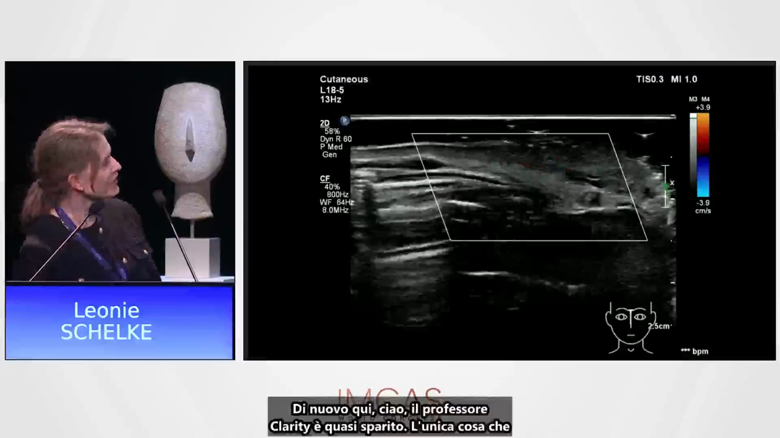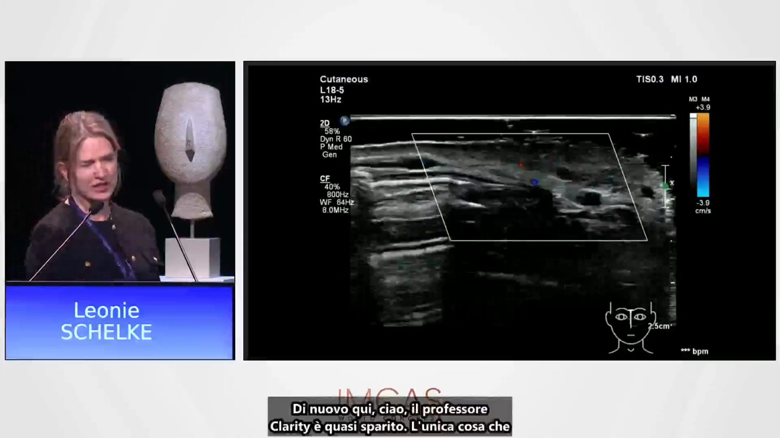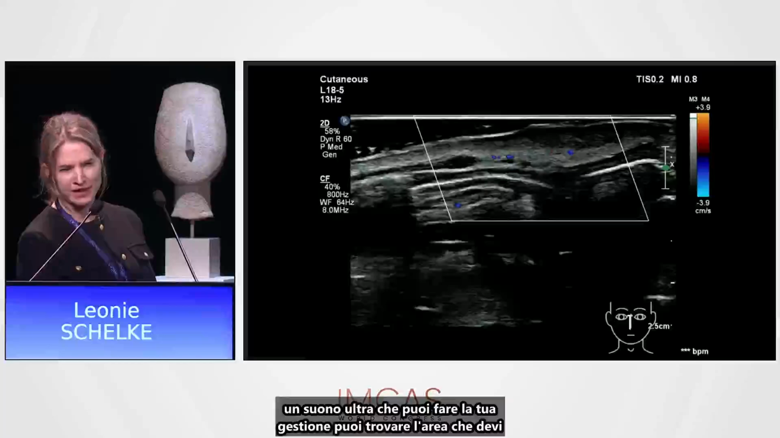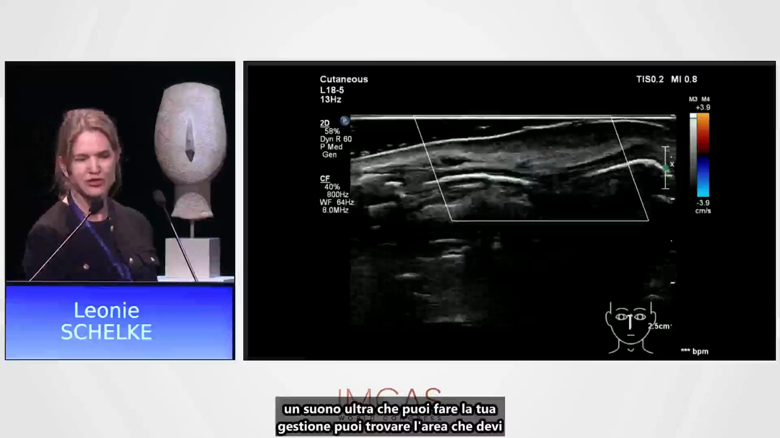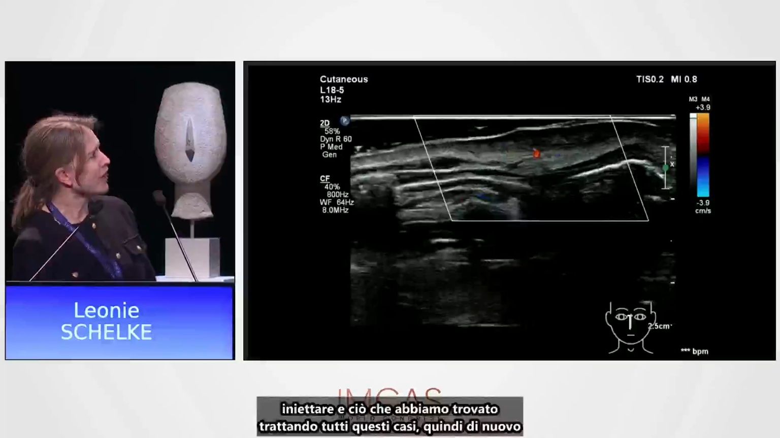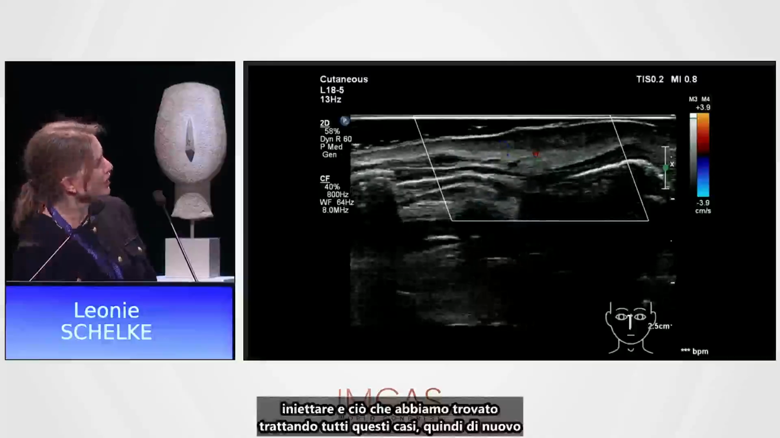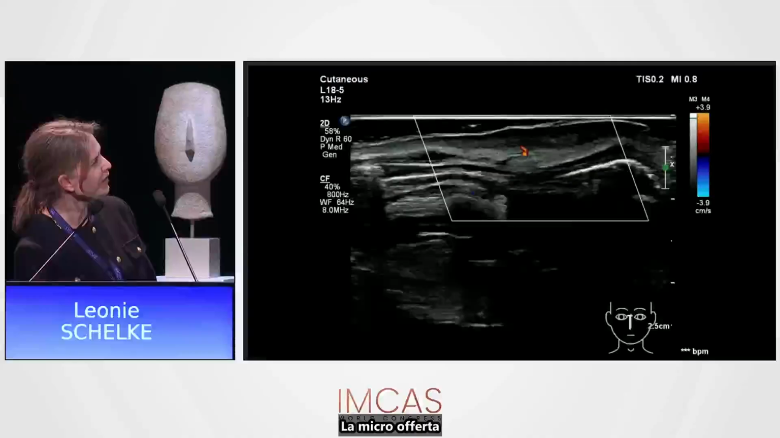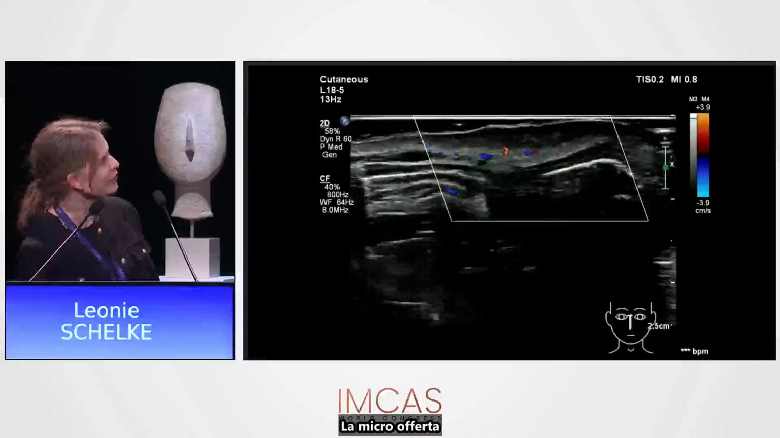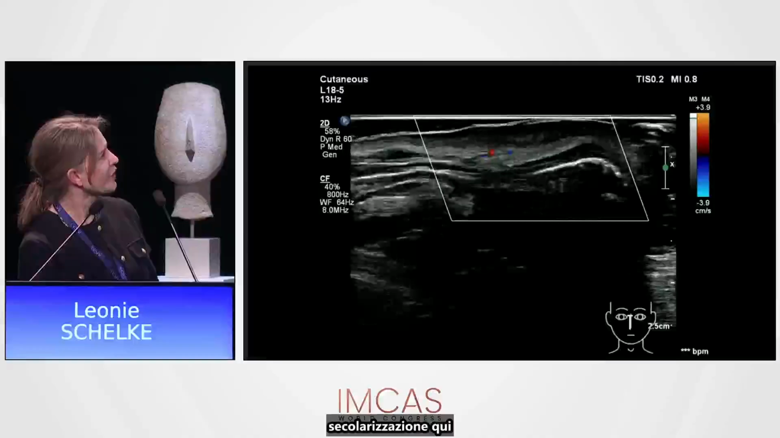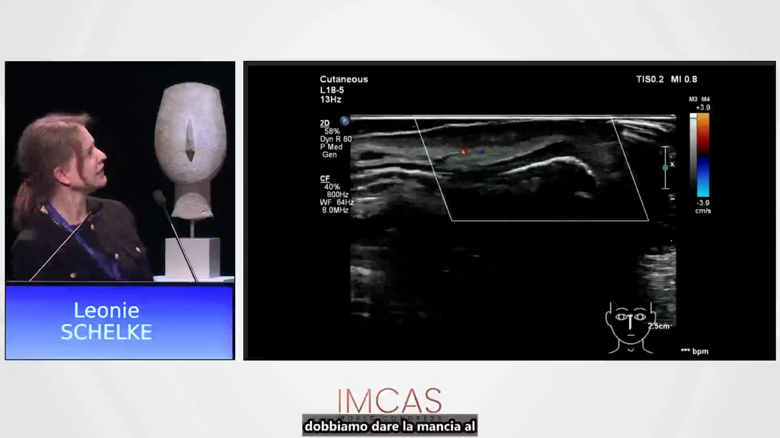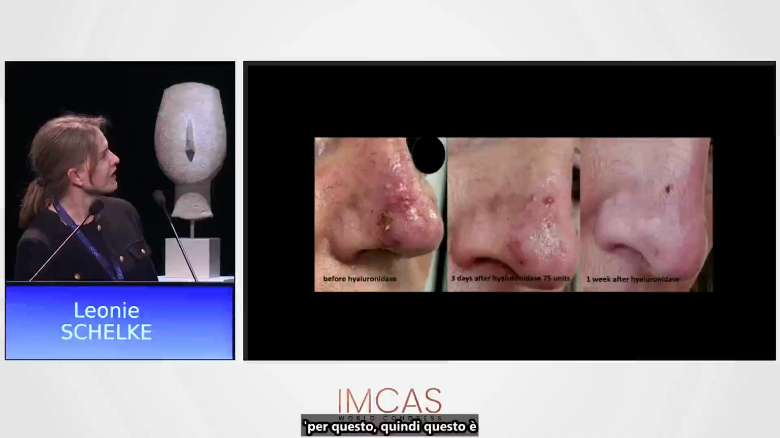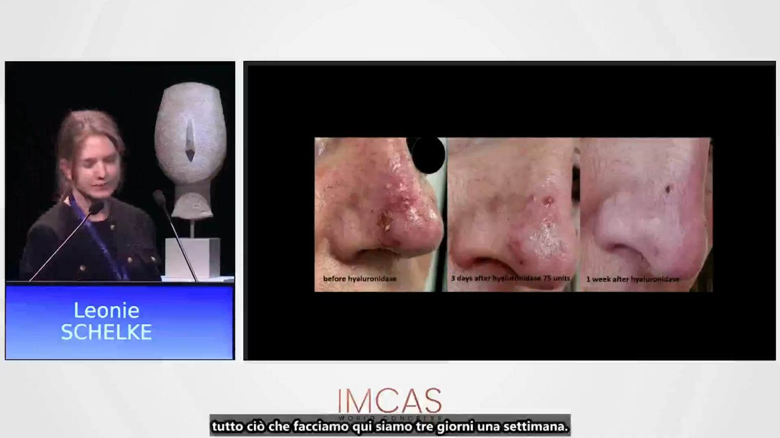The only thing we did was hyaluronidase, 75 units, and you can follow up with ultrasound, you can do your management, you can find the area that you need to inject. And what we found treating all these cases, so again, here you can see flow is back in the microvascularization, perforator, microvascularization, here we have the tip of the nose, and then after 1 week she is healed, but we have to wait a little bit for that. So this is all we do. Here we are, 3 days, 1 week.